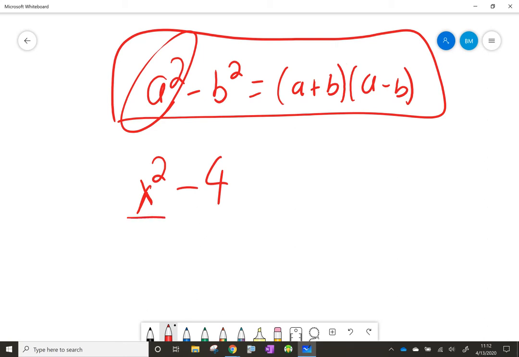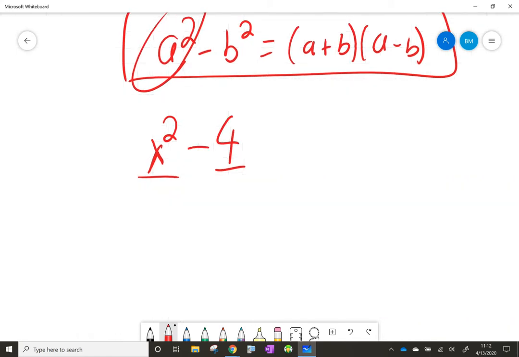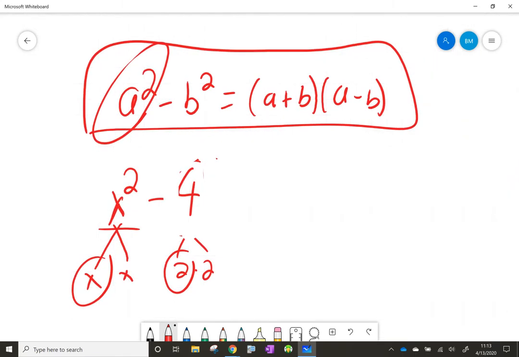So what you're going to do with your two terms here is take the square root of them, okay? The square root of x to the second is simply x, because it's really x times x. And the square root of 4 is 2, because it's basically just 2 times 2, right? So you want to know what the perfect squares of them are. And then from that point on, if the square root of x squared is x and the square root of 4 is 2, then our answer will look like this: x plus 2, x minus 2.